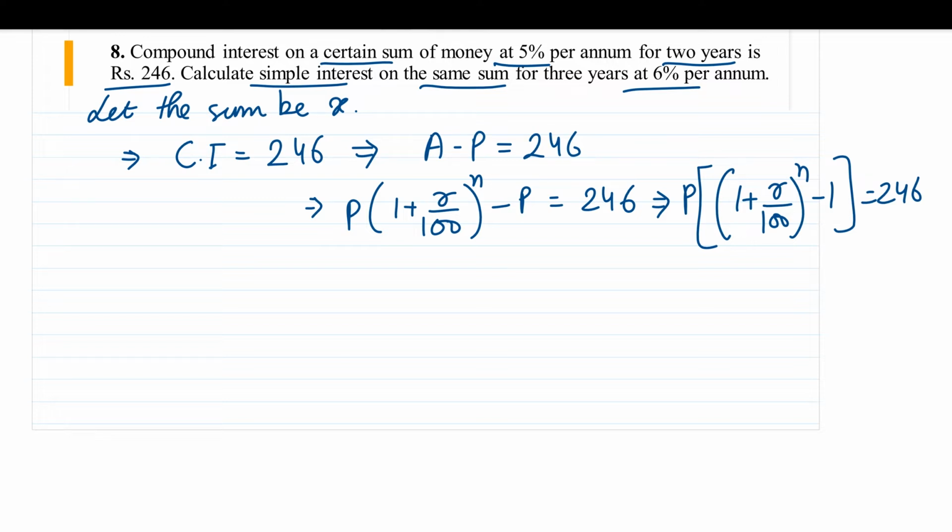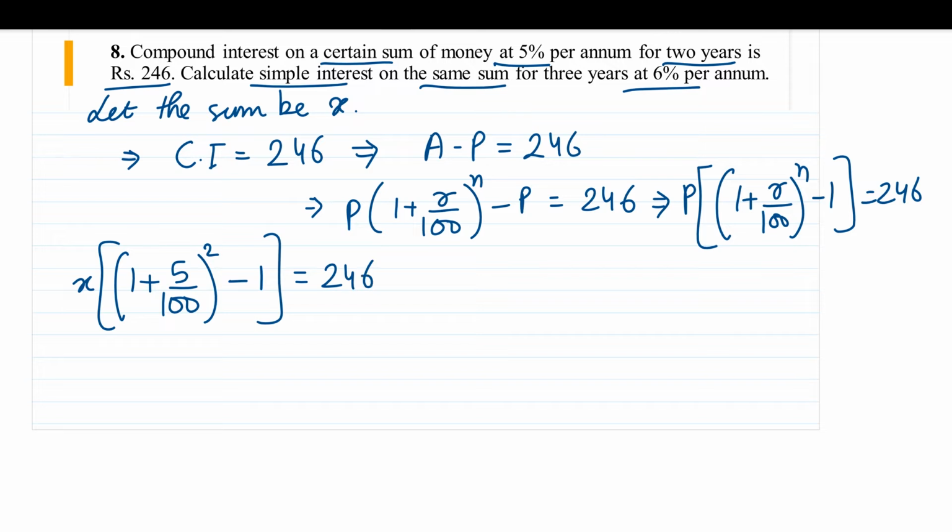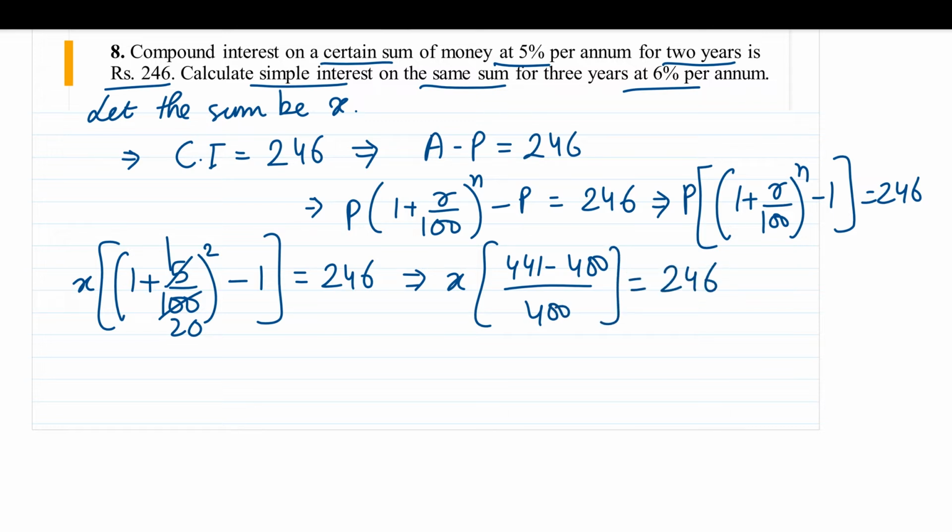So let's substitute the values. It is x into ((1 plus 5 over 100) to the power 2 for the 2 years, minus 1) is equal to 246. So 1 plus 1 over 20, and then we can calculate it. It is going to be 21 squared, which is 441. So it is x times (441 minus 400) upon 400 is equal to 246.